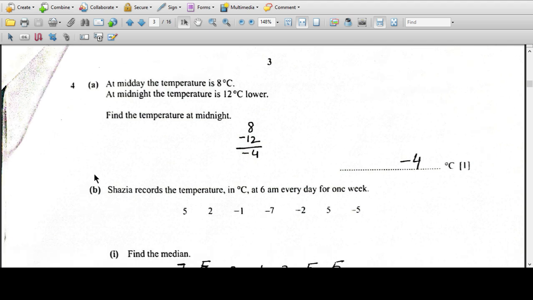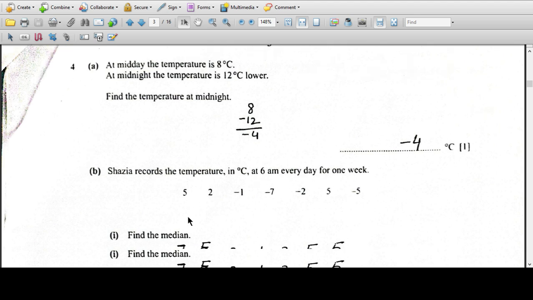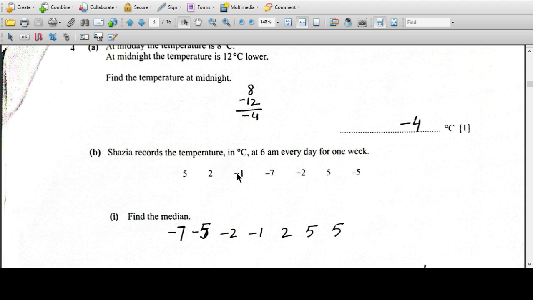And question number B, Shazia records the temperature in Celsius at 6 a.m. every day for 1 week. So here we have 5, 2, -1, -7, -2, 5, and -5. And find the median. So we'll place these numbers in order. So here is the smallest one, -7, and after that -5, -2, -1, 2, 5, 5. And here we have 7 numbers, so the middle position number after sorting is -1. So this is the median.